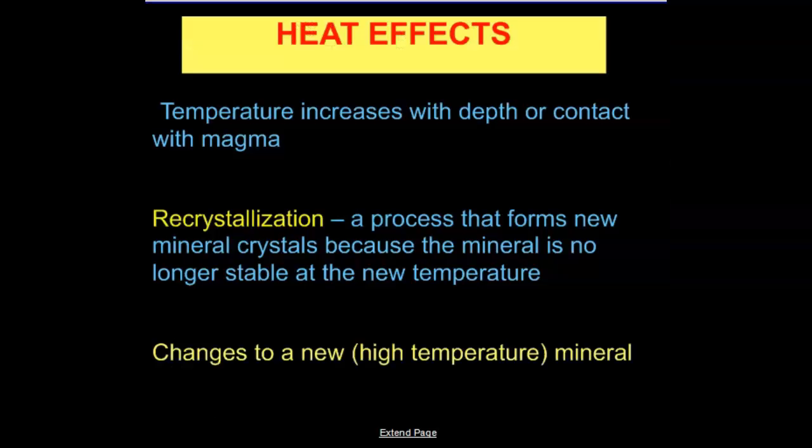Let's see how heat and pressure affect the rocks. You may not know this, but heat increases as you go from the Earth's surface to the core. So does the pressure. Also, obviously, if a rock is in contact with magma, the heat will increase. What this does is the heat causes the minerals to recrystallize into a new higher temperature mineral that is stable at the new temperature.